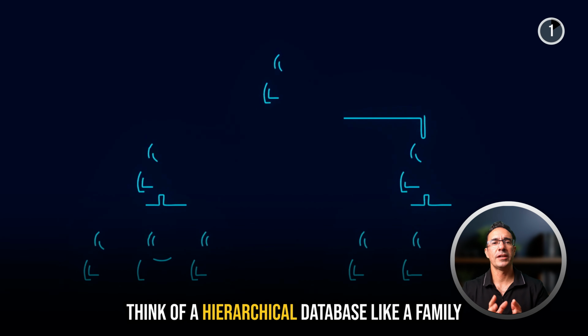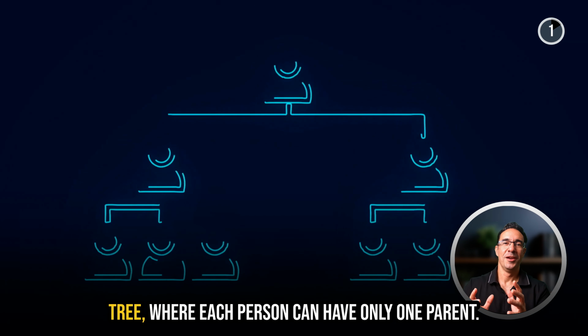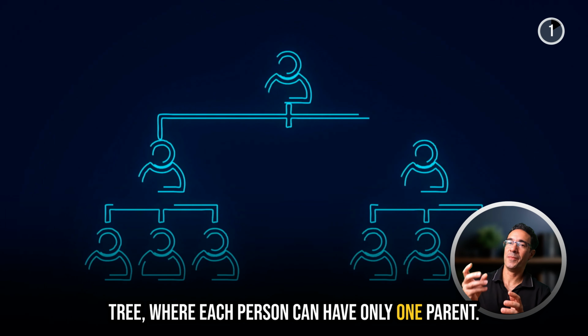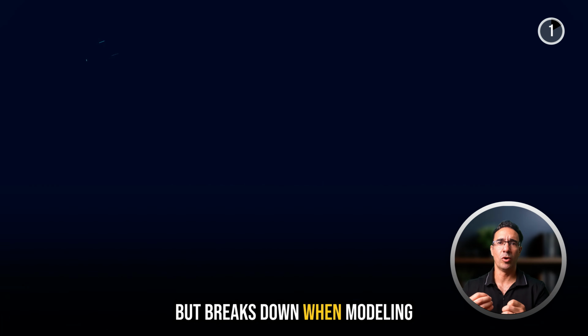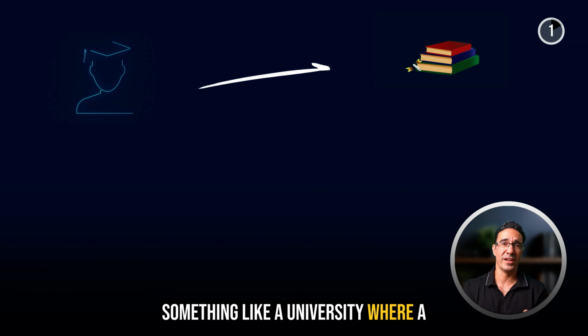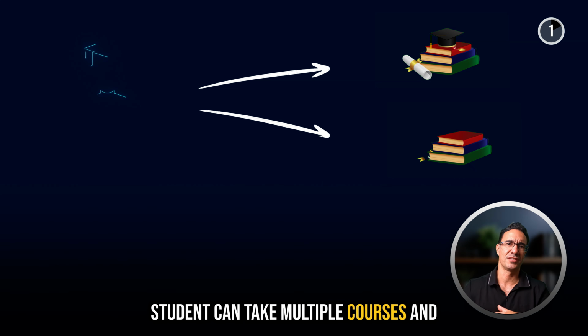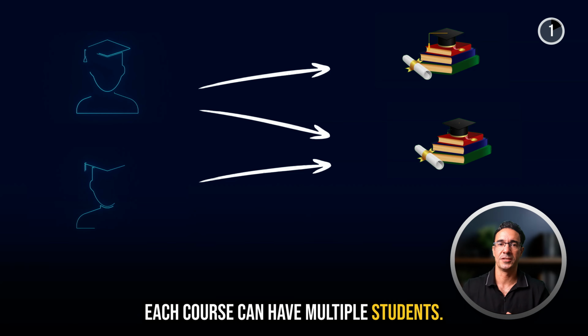Think of a hierarchical database like a family tree, where each person can have only one parent. This works fine for some relationships, but breaks down when modeling something like a university, where a student can take multiple courses and each course can have multiple students.